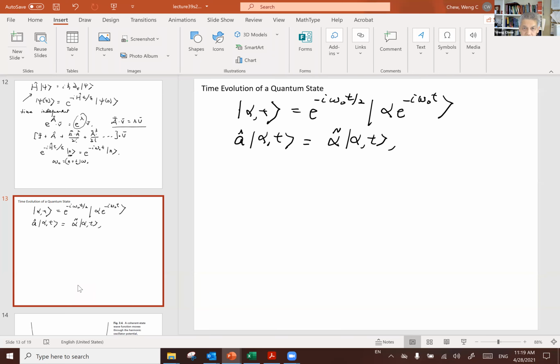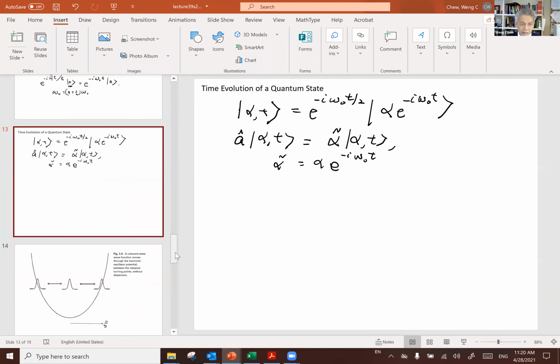So if you can find this thing, you will find that this coherent state behaves in this manner, where alpha tilde is a complex number. It's just alpha e to the minus i omega naught t. So you can actually go through this kind of mathematics very nicely. I don't have time to show in detail.